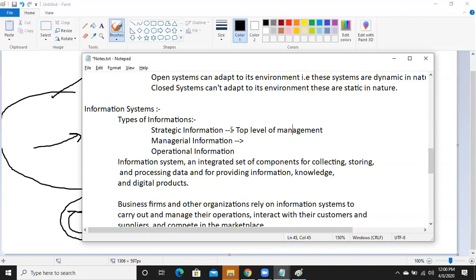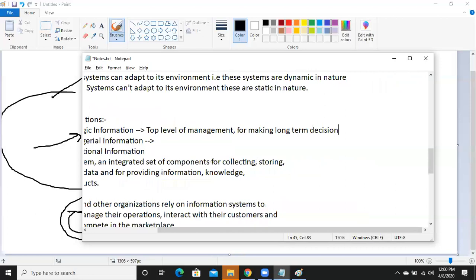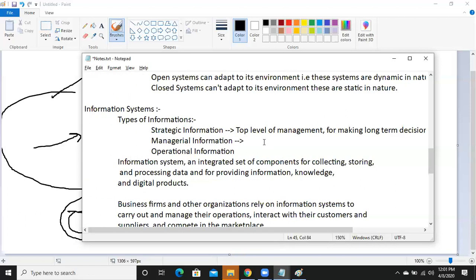Strategic information is needed by the top level management for making long-term decisions, okay. Now if I talk about managerial information, this type of information is required by the middle level management, okay, for making short term decisions.